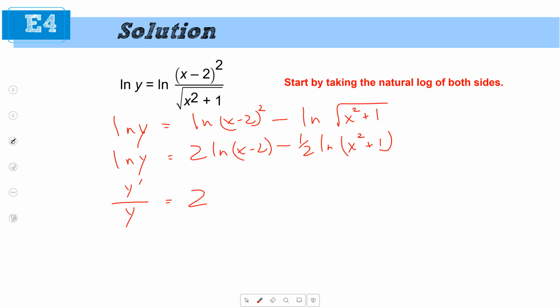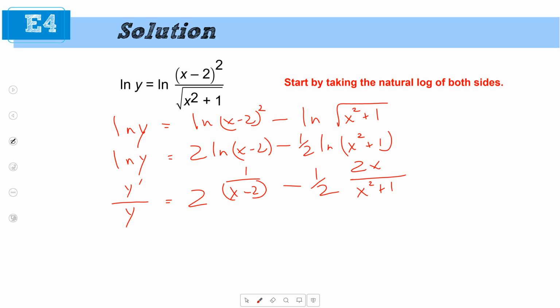I'll ask my question again, though. What's the derivative of the natural log of x minus 2? 1 over x minus 2. The derivative of x minus 2 is 1. There's my prime. And then the thing itself. Okay? Minus, I'll give you the 1/2. What's the derivative of the natural log of x squared plus 1? Good. Okay, that's the hard part.